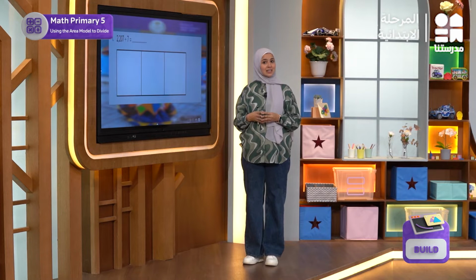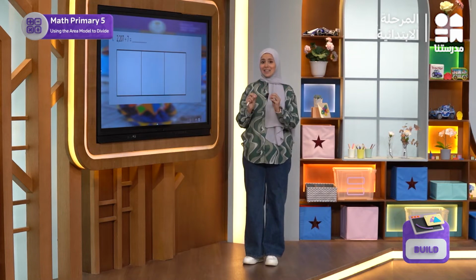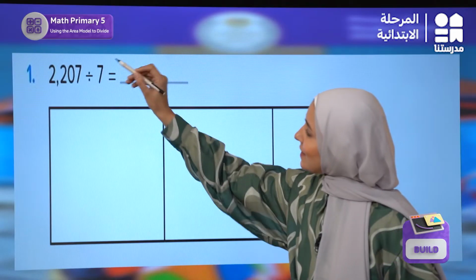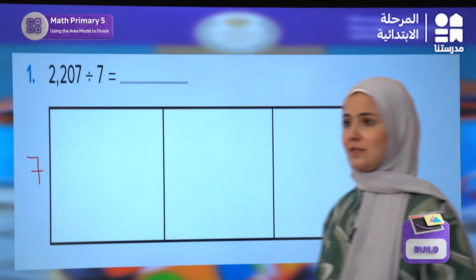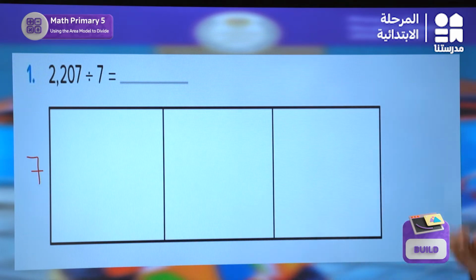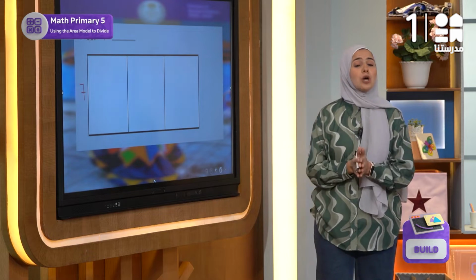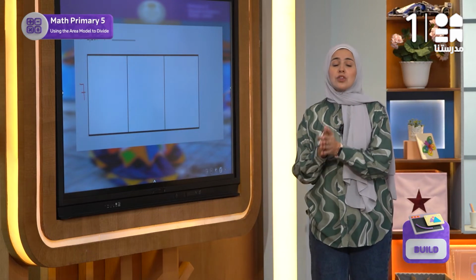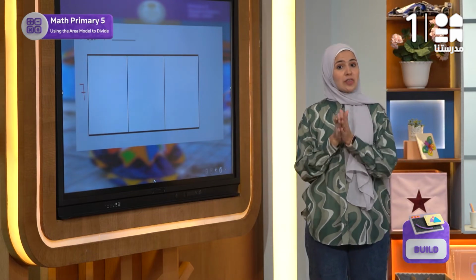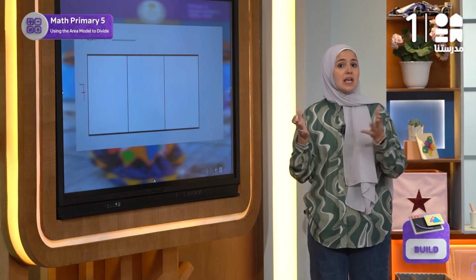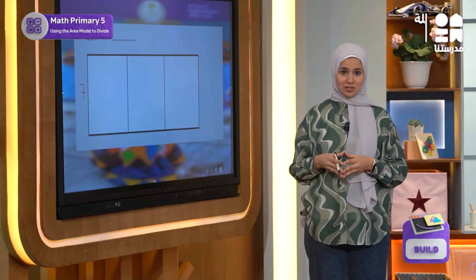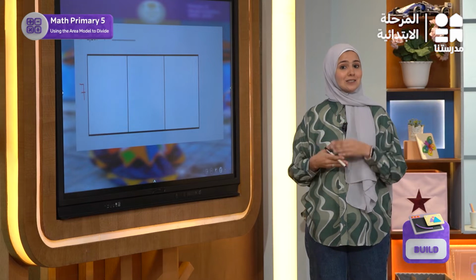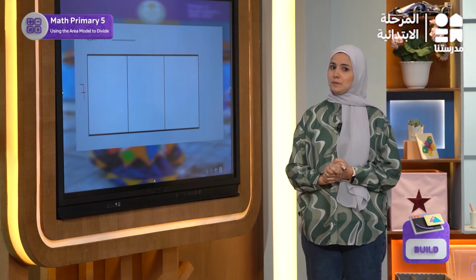What is the divisor here? The divisor here is 7. So we will write it here along the left side of the box. Now let's think of a number. When multiplied by 7, the product will be close to 2207. Here we can use the multiplication patterns that we practice in Access to find the multiple of 7.